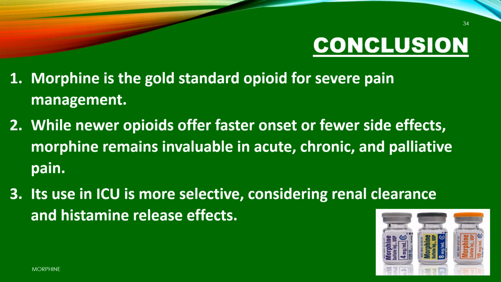3. Selective use in ICU. In intensive care units (ICUs), morphine use is more selective, taking into account its potential effects on renal clearance and histamine release, which can impact patient stability. 4. Enduring relevance. Morphine's enduring relevance in pain management is a testament to its efficacy and the essential role it plays in providing relief to patients with severe pain.